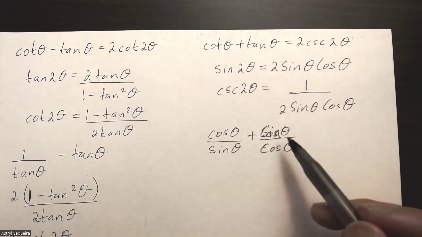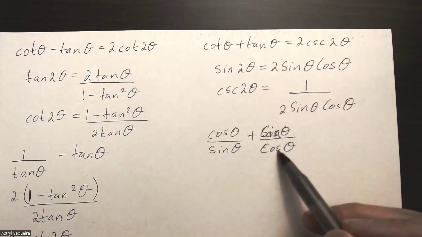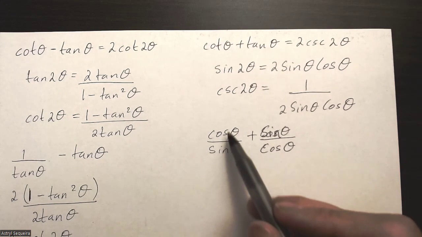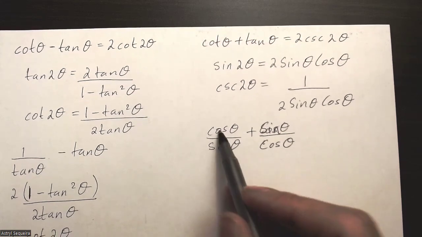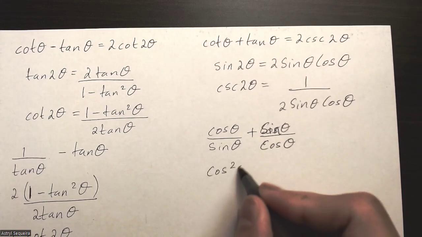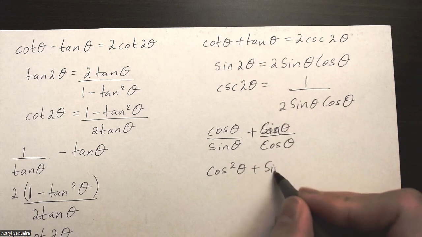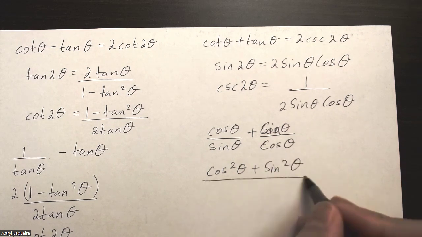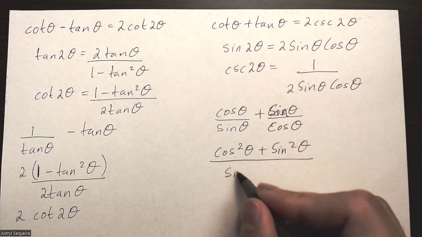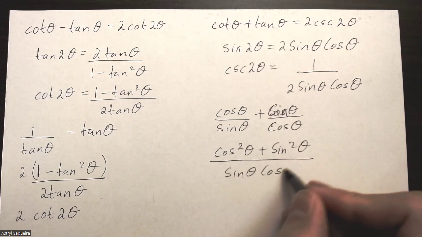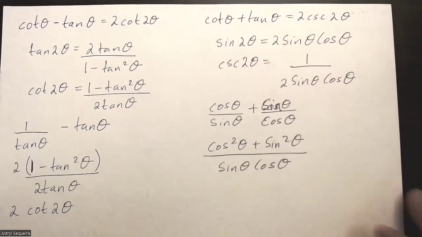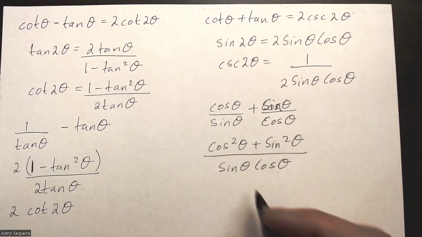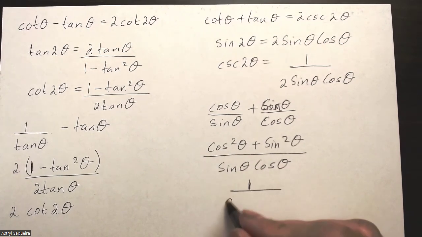Next, I'm going to make a common denominator. So I'm going to multiply sine on the top and bottom here and cos on the top and bottom here. So here I'll get cos square theta plus sine square theta. And now I have a common denominator of sine theta cos theta. Next, I know that cos square plus sine square is just 1 by my Pythagorean identity.